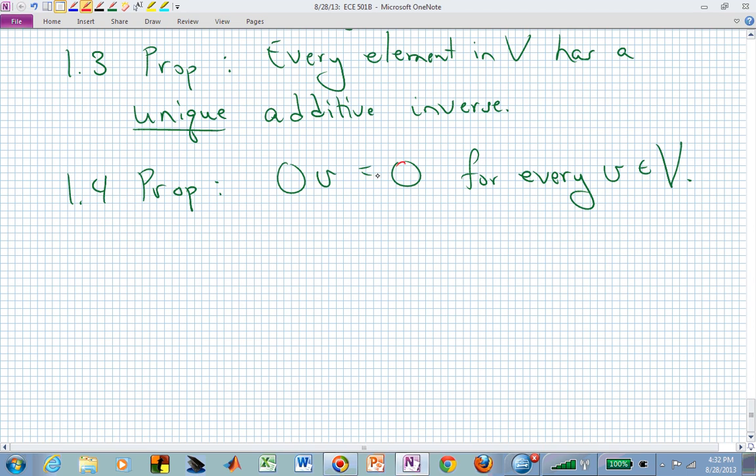So that scalar multiplication allows us to end up with an all 0 vector. Proposition 1.5 says that if we take any element a in the field and use that to scale the 0 vector, what are we going to get back? The 0 vector. And that's true for every a coming from our field, where the field could be the real numbers or the complex numbers.